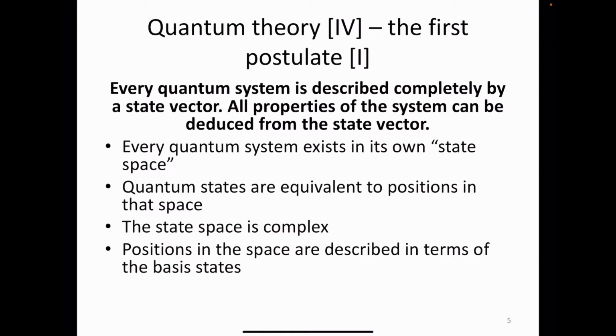All properties of the system can be deduced from the state vector. So that means every quantum system exists in its own state space. Quantum states are equivalent to positions in that space. In case of quantum theory, that space is complex. That is just how nature has given it to us. So we use complex numbers to describe the probability amplitudes associated with each of the states. So say you have a quantum system.